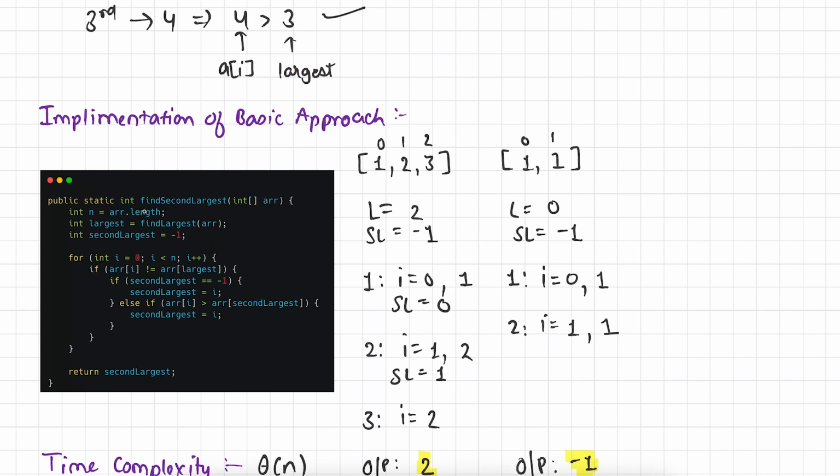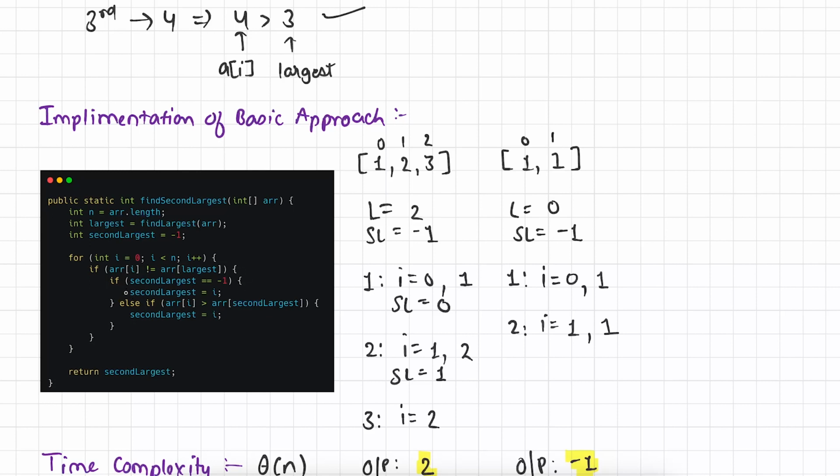First we get the length of the array, and then we simply find the index of the largest element. Then we initialize one variable with -1. This variable, second largest, keeps track of the index of the second largest element. Then we run a loop from 0 to less than n. Inside the for loop, in the first if condition, we are just ignoring the largest element, right?